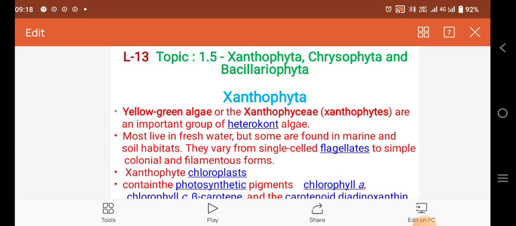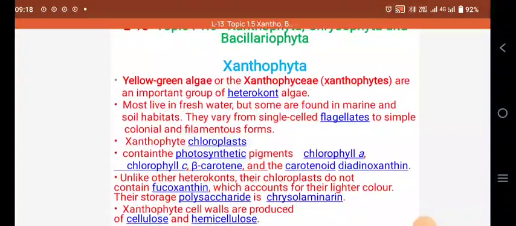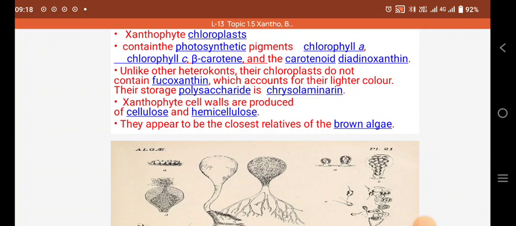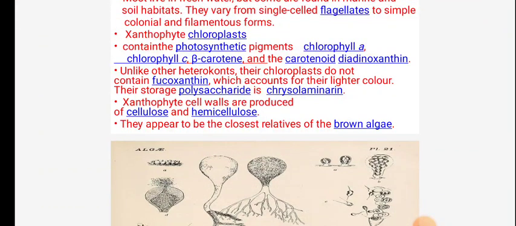The xanthophytes show chloroplasts that contain the photosynthetic pigments chlorophyll A, chlorophyll C, beta carotene and the carotenoid diadinoxanthin. As these are heteroconts, their chloroplasts do not contain fucoxanthin, which accounts for their lighter color. The storage polysaccharide is in the form of chrysolaminarin. So remember all these important highlighting characters for the Xanthophyta.